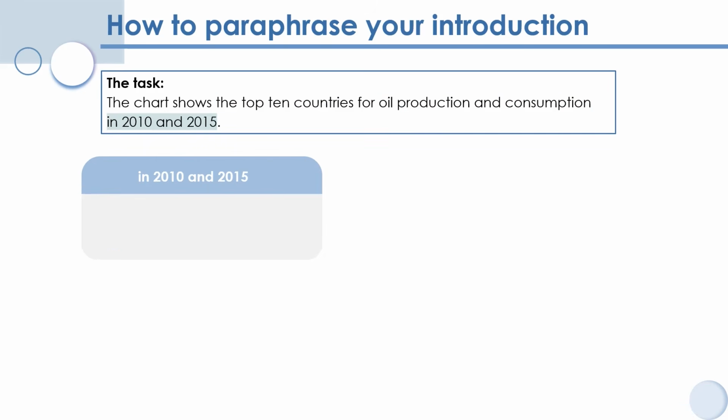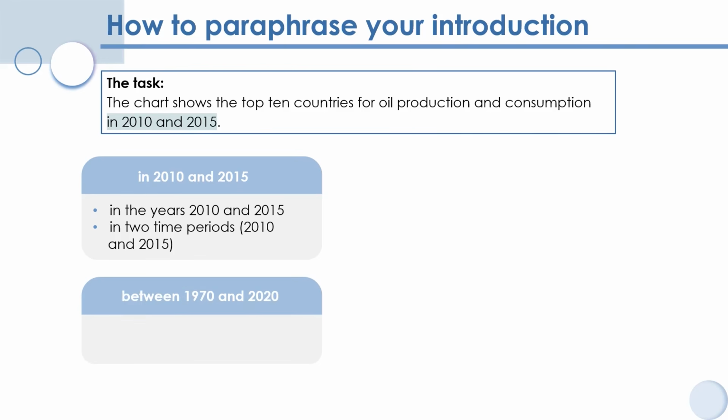2015. Now let's talk about the time period. Our task ends with in 2010 and 2015. You can say in the years 2010 and 2015 without any preposition, or in 2 time periods, 2010 and 2015, or simply in 2 time periods. Sometimes you're given an interval between 1970 and 2020. In this case, you could say from 1970 to 2020 or over during a 50-year period.